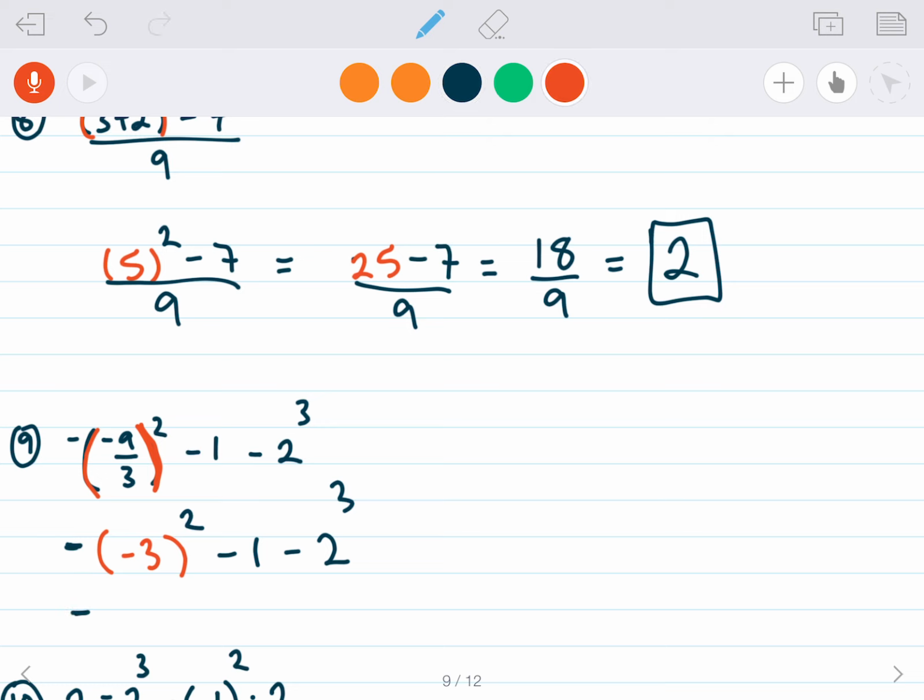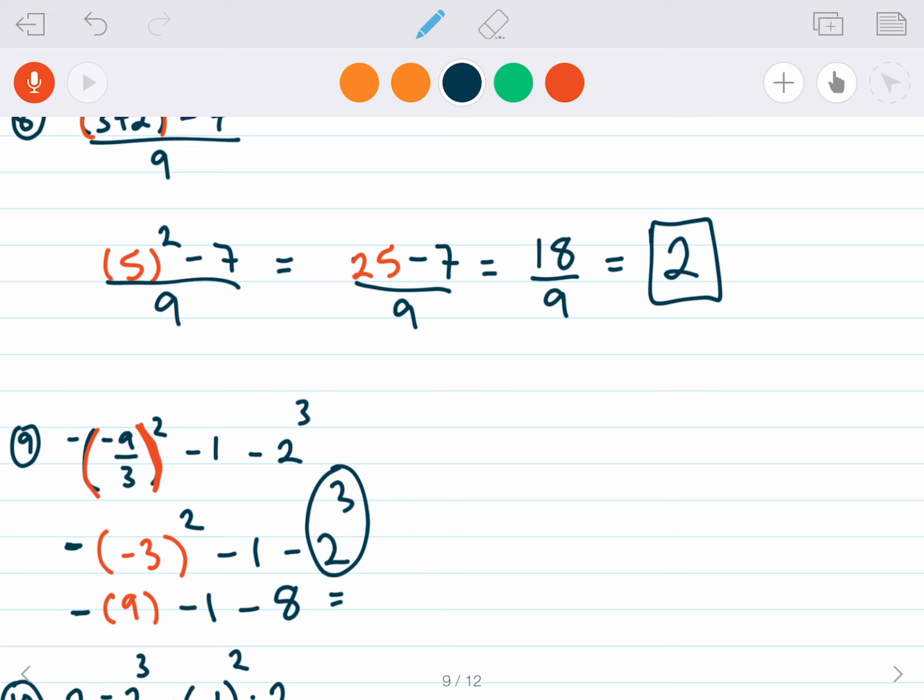So this is going to become a negative positive 9 minus 1, and then 2 to the third. Notice the negative 2 isn't in parentheses, so I just leave it hanging out on the outside. 2 to the third is 8. 2 times 2 times 2. So this is where we're at, negative 9 minus 1 minus 8, and we can just go from left to right.